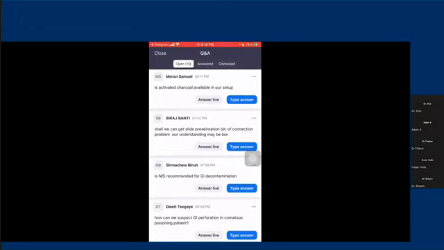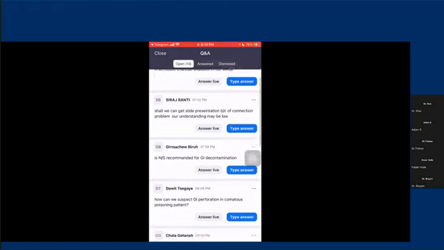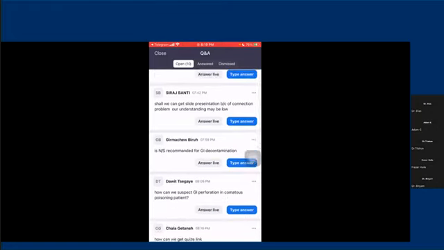Is normal saline recommended for GI decontamination? Yes. For GI decontamination, we can use just crystalloid, so normal saline can be used.